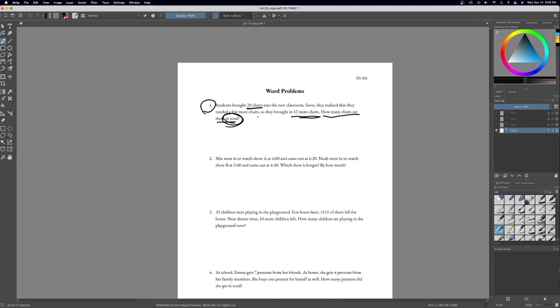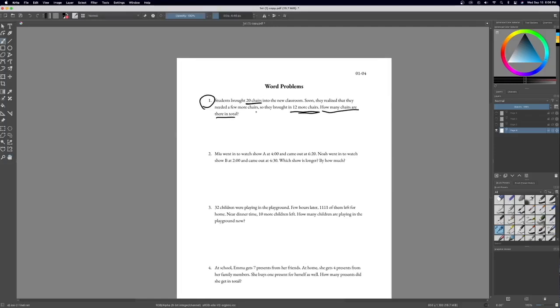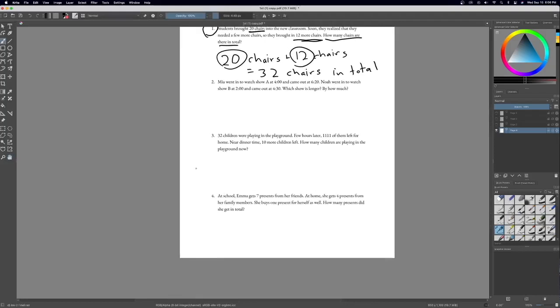The reason why I circled the phrase in total is because that usually means that we're going to have to add something. So we have two numbers here, which we're probably going to add. So let's add 20 chairs initially and 12 chairs, which they brought in after. And adding 20 plus 12, we get 32 chairs in total. Let's do one last problem.